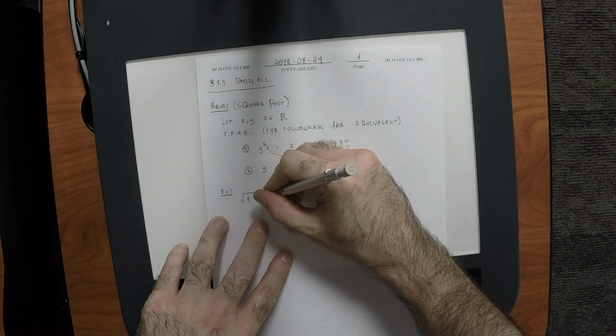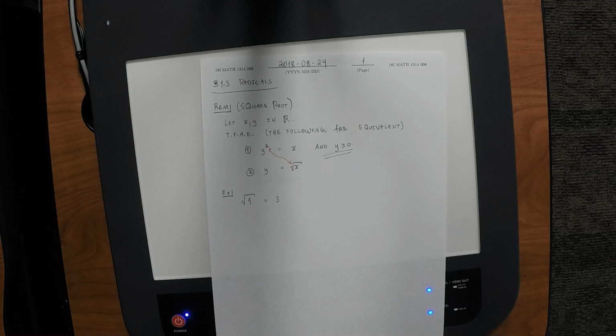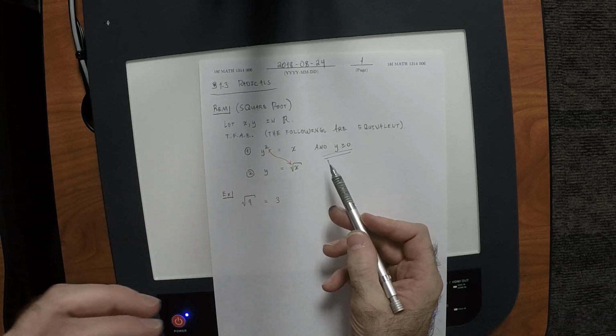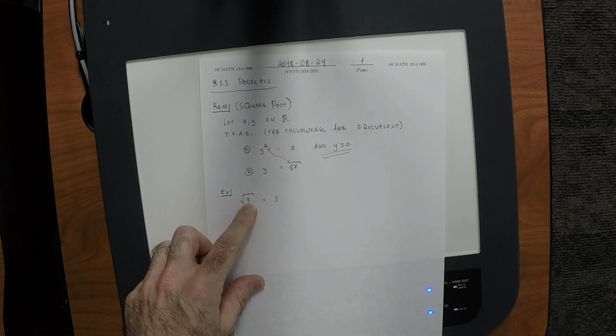Nevertheless, the square root of 9 is 3. It's not negative. It's not negative 3. It's not positive or negative 3. It's positive 3. There is no other. Now, the reason why there is no other, in the end, is because of this. Understand what this is saying.